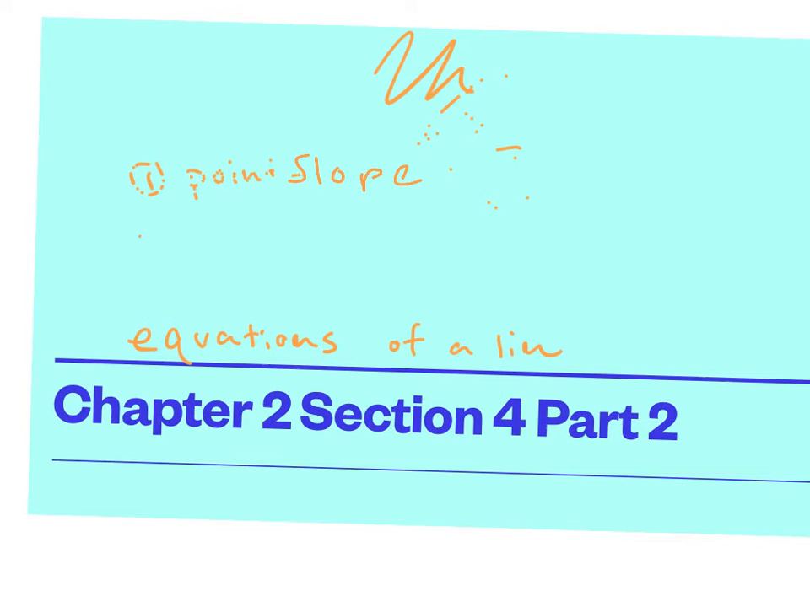So point slope form, and what was the other form of our equation of a line? Slope intercept. So if you didn't watch the video yesterday, make sure you go back and watch the video.